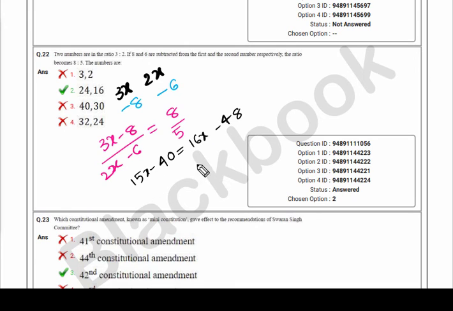So we can send 15x to the other side, then it becomes x. Then if you send minus 48 here, it becomes 48 minus 40. Then x becomes 8. Then the numbers are 3x and 2x. When you multiply with 8, you will get 24 and 16. 3 into 8, 2 into 8. Okay.